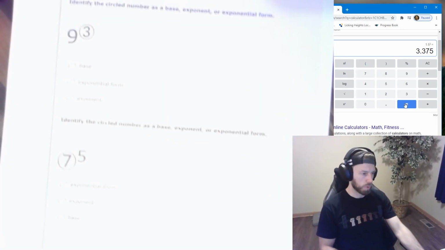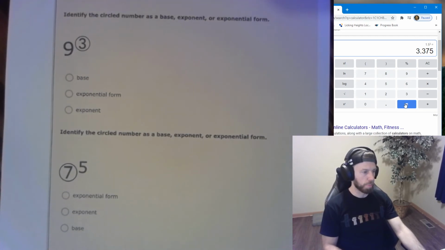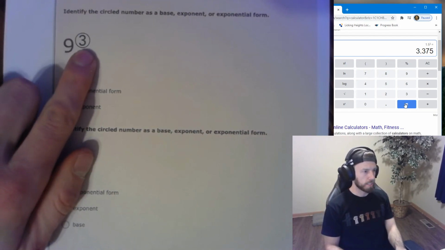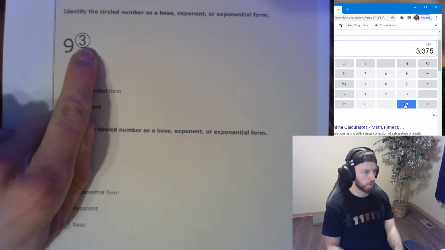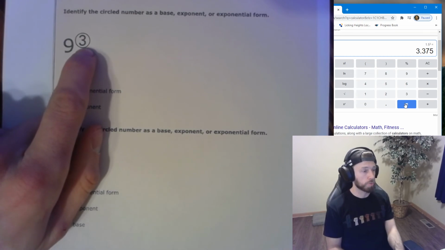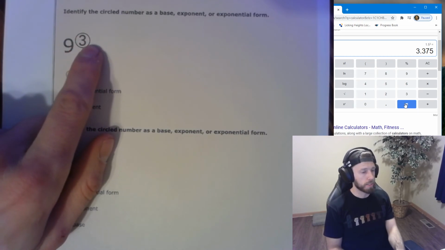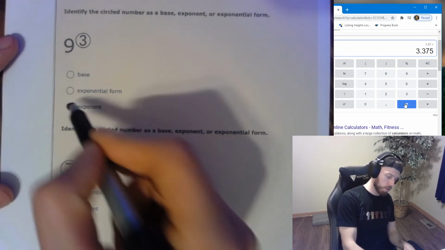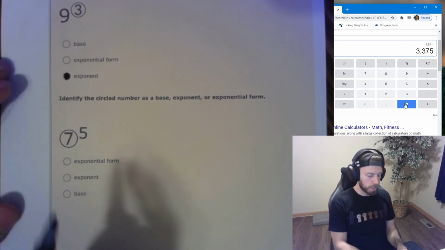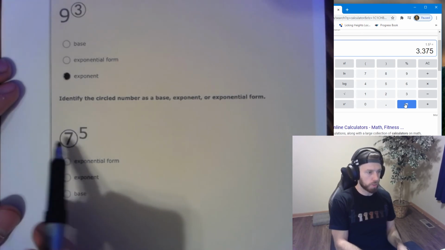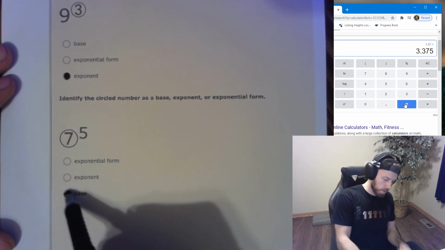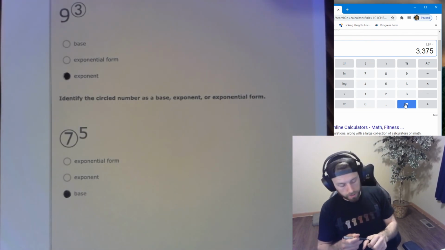And then, real quickly, identify the parts of these. The first one here, identify the circled number. Is this the base, the exponent, or is this exponential form? It's in exponential form. Is that number right there, the little one up top, the base or the exponent? If you said exponent, good job. And then the big number at the bottom, the one that's used as a factor to multiply, that is the base.